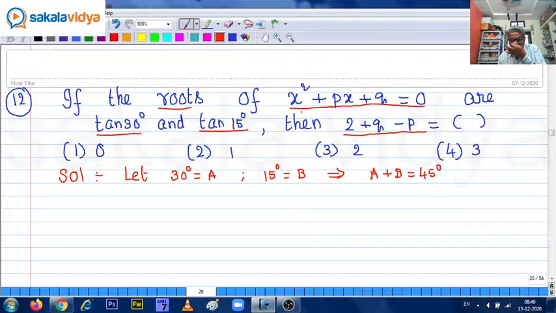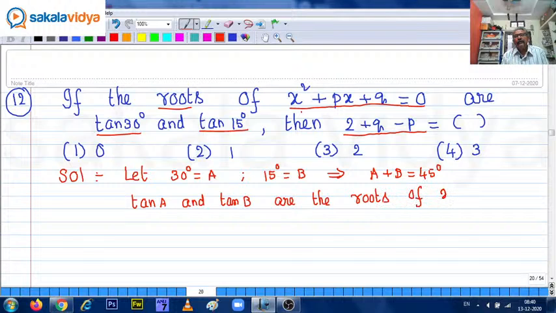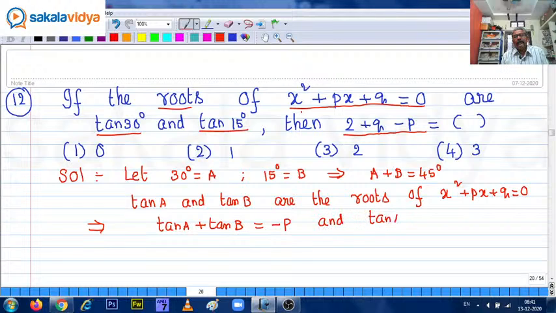Okay, leave it now for a while. So now tan A and tan B are the roots of x square plus px plus q is equal to 0. So as we know the roots of the quadratic equation, we can find out the sum of the roots and product of the roots. So tan A plus tan B, sum of the roots, is equal to minus coefficient of x by x square coefficient. This will be minus p, and product of the roots tan A into tan B is equal to constant term by x square coefficient, q.